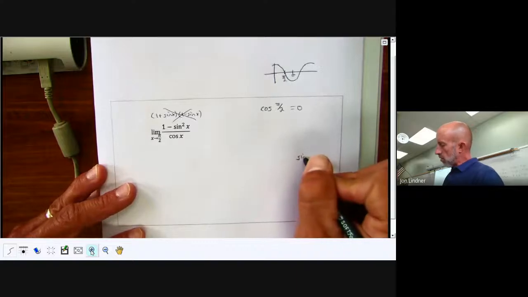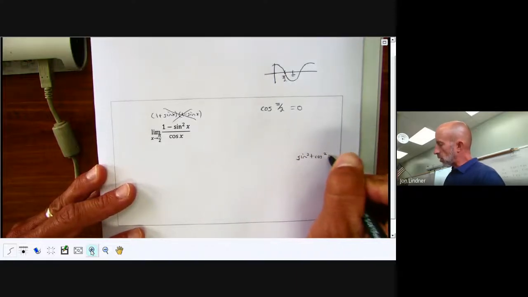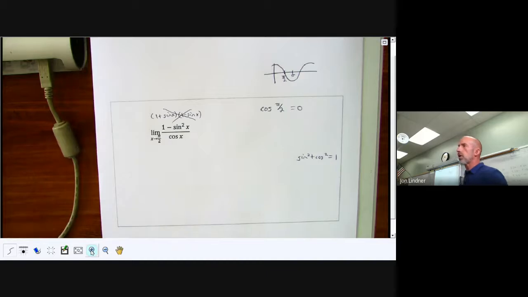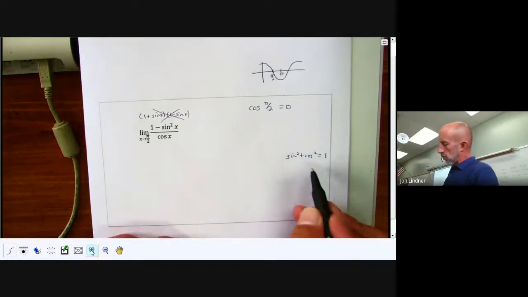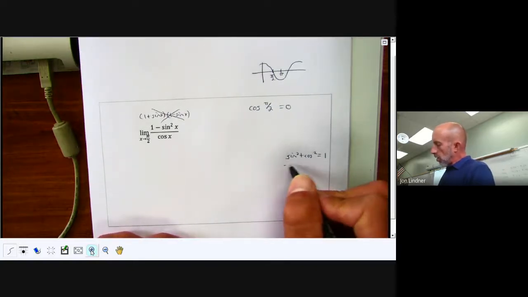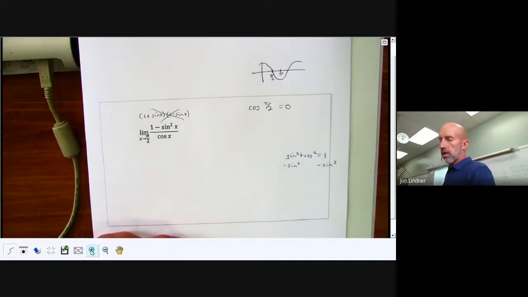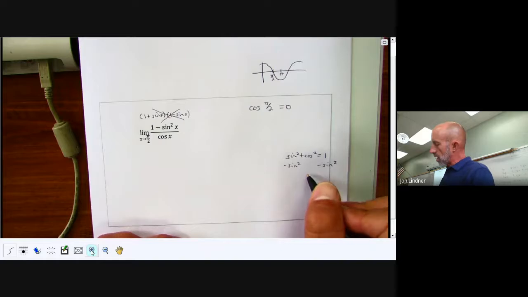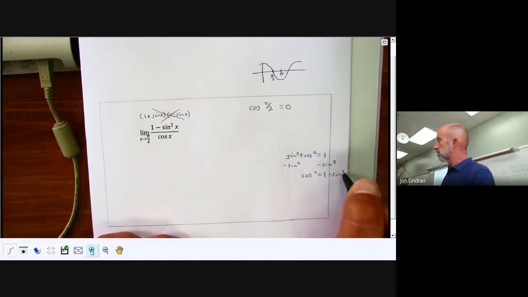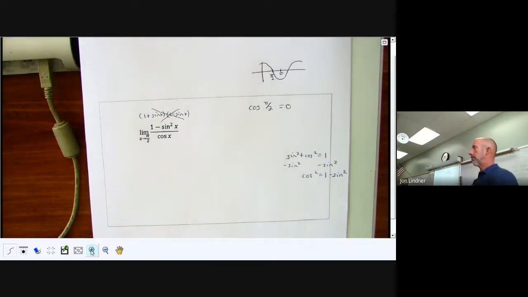Sine squared plus cosine squared equals 1. That's a trig identity that we learned in pre-calculus. So I told you that if this is true, I could also write it like this. I could subtract sine squared, and I could say that cosine squared equals 1 minus sine squared. And that is actually the key to doing this problem.